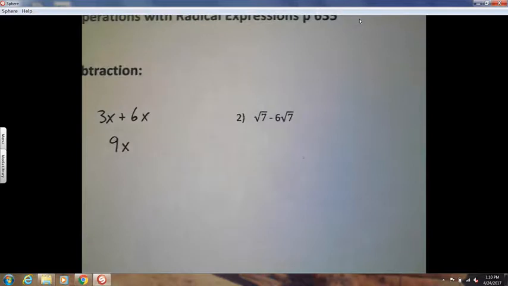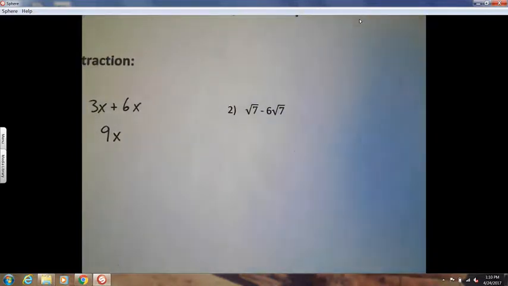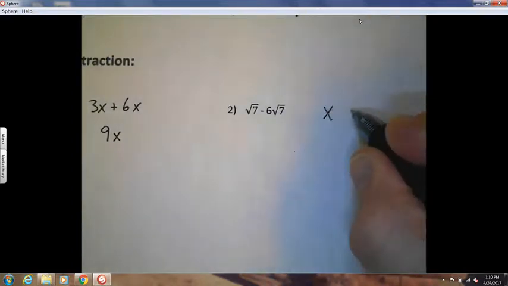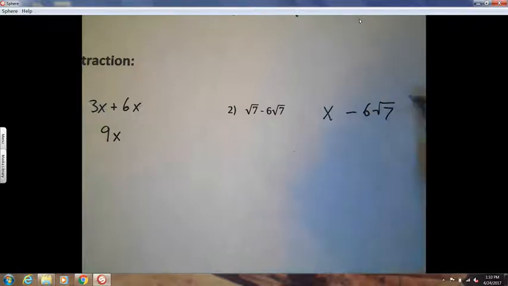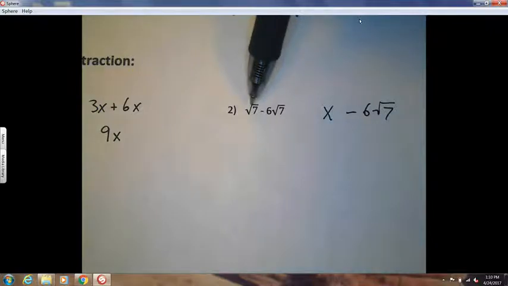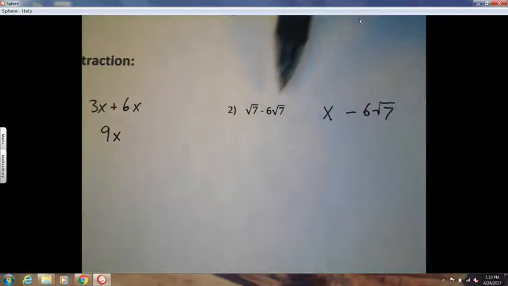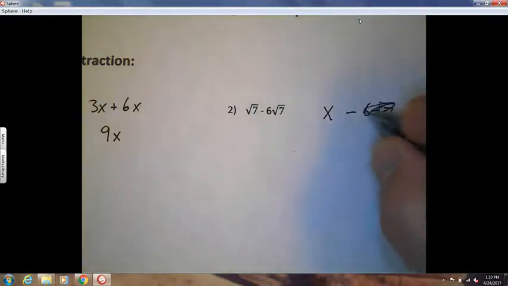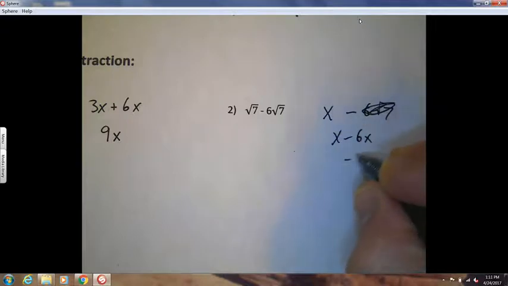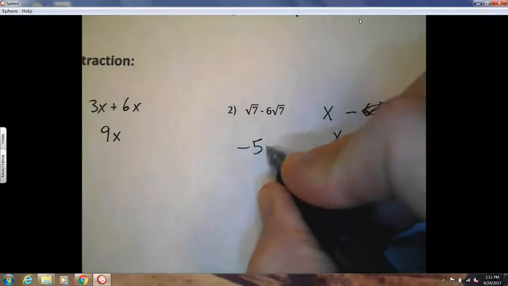Okay, same thing here. Here's another example. But I could put this as x minus 6 radical 7. You have to understand that this is 1 radical 7. You're not going to see a 1, but you can see the radical. It's here. It's not 0. It's 1. So just like this, and I wrote that wrong, would be negative 5x, this would be negative 5 radical 7.